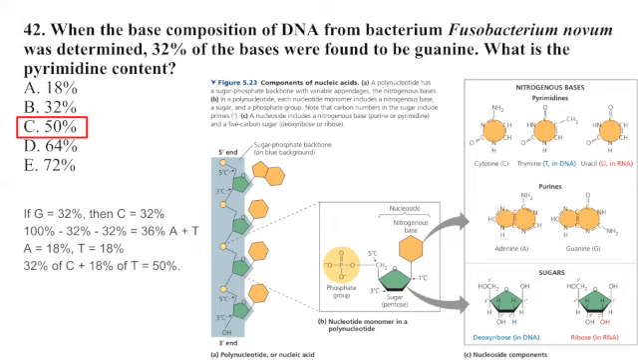Yes, that's right. 36% is going to be A's and T's, which means 18% will be A's and 18% will be T's. So then if you take T and C, which are pyrimidines, you're taking 32% plus 18%, and you get 50%. And this is from chapter 5 in Campbell.